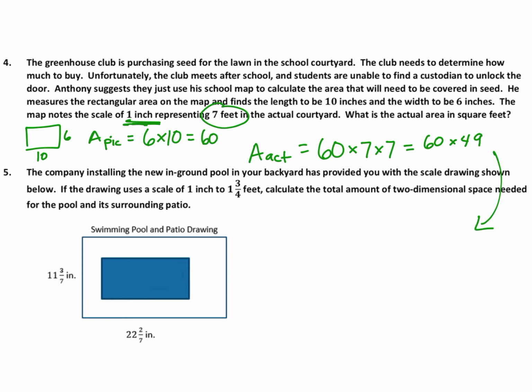I'm running out of room, so I'm going to sketch that part down here. 9 times 0 is 0. 9 times 6 is 54. Use a place value spacer. 4 times 0 is 0, and 4 times 6 is 24. Adding those together, you get 2,940. And that is measured in feet squared, or square feet.